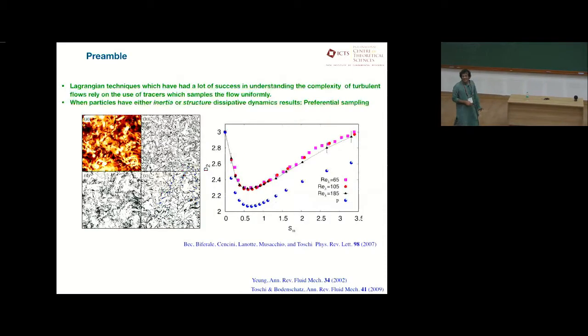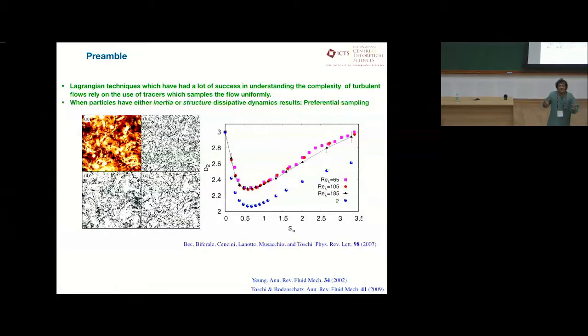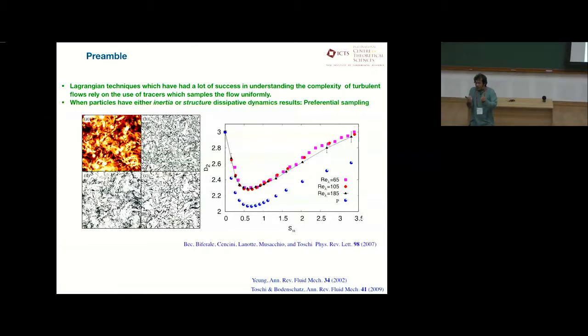Okay. So the preamble, if you remember, we saw this plot. What we know for a long time, and these two reviews I highly recommend, is that Lagrangian techniques in the last 10, 15 years have told us a lot about turbulent flows, especially small scales in these turbulent flows. These measurements crucially rely on the fact that you make measurements with tracers, and as Amit was trying to point out, these tracers sample the full phase space of the dynamics. So if you wait long enough, and follow the trajectory of these tracers, you have information of the whole phase space of the flow.